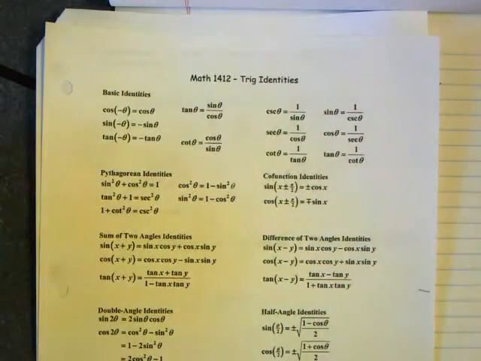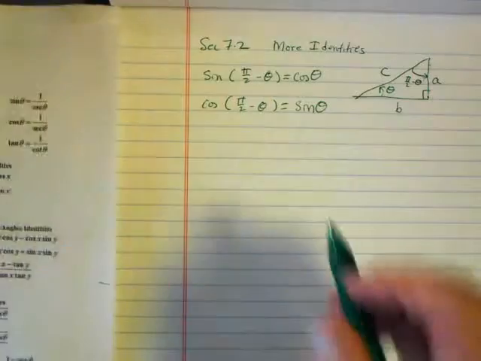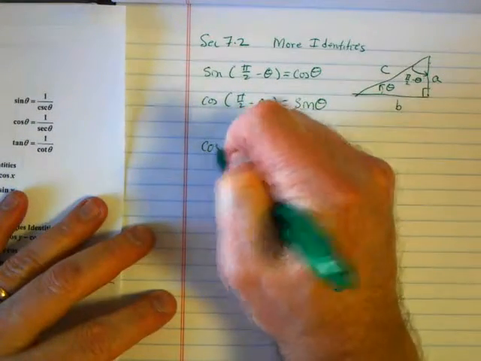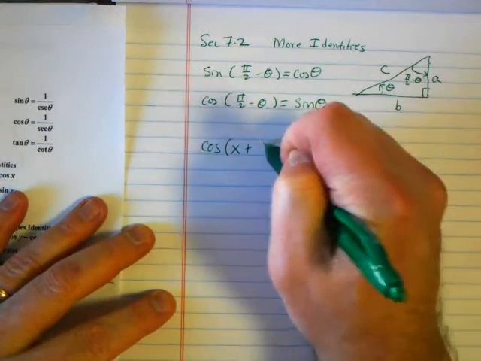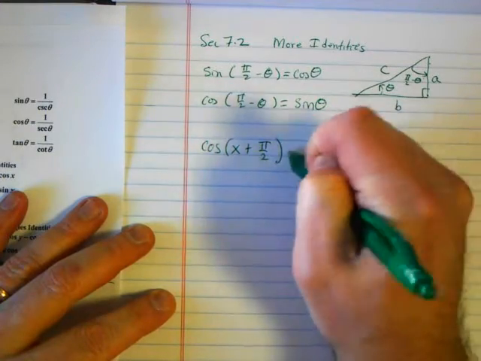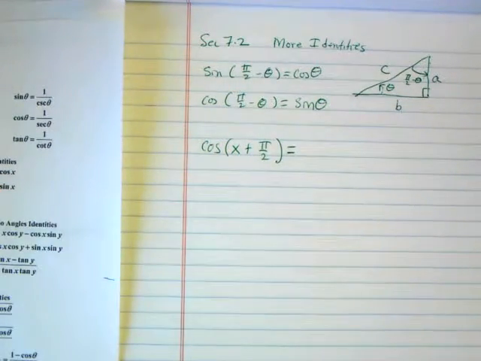And we're going to prove one of those. Which one do you want to prove? You want sine or cosine? You want a plus or a minus? A plus. All right, so we'll do the cosine of x plus pi over 2. Well, what could I do with that?